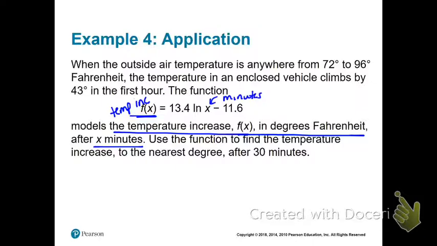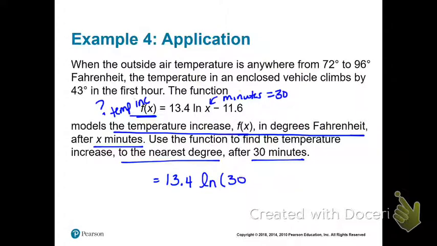Alright, so let's see what we're after. It says use the function to find the temperature increase, to the nearest degree, so we're going to round to a whole number, after 30 minutes. So that means our x is 30. So we got 13.4 natural log. It's going to open a parenthesis. You're going to type in that 30. That minus 11.6 is not in parentheses with it, so close it and type in minus 11.6. So 13.4 natural log is right next to the 4 button on your calculator of 30. Close that parenthesis, minus 11.6. And so I got 33.976. It said to the nearest degree, so that's 34 degrees Fahrenheit.